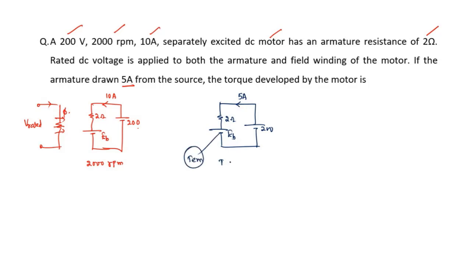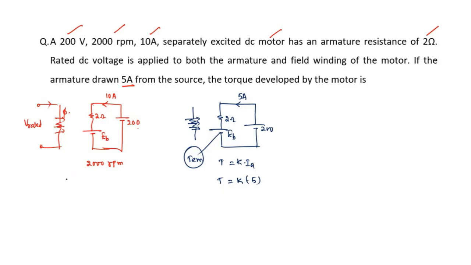If you want to calculate the torque developed by the motor, we know the flux is going to be constant. So torque is equal to K phi Ia. Phi is constant, so K into Ia. Ia I know, 5 amperes. If you can calculate K, then you can calculate torque. How do you calculate K?